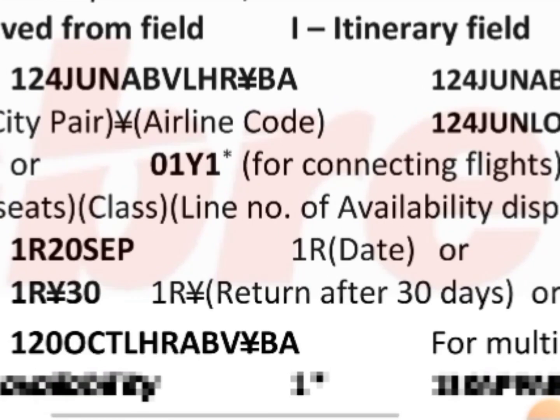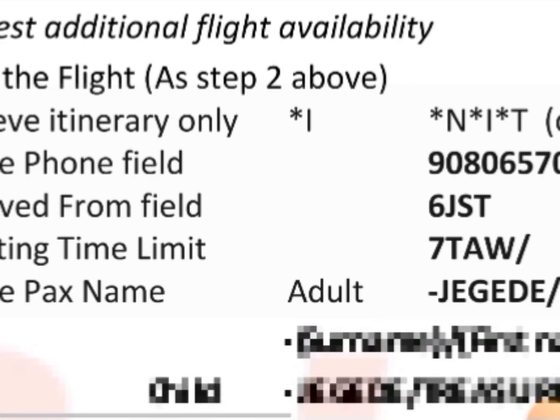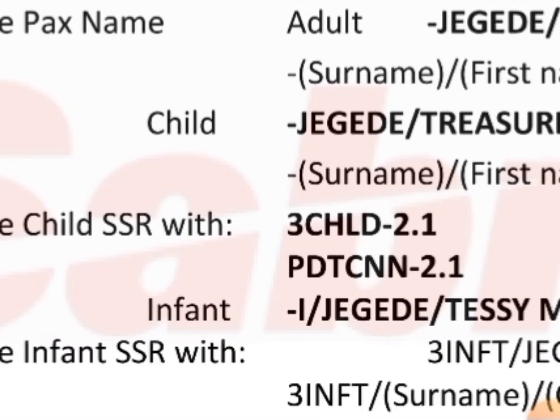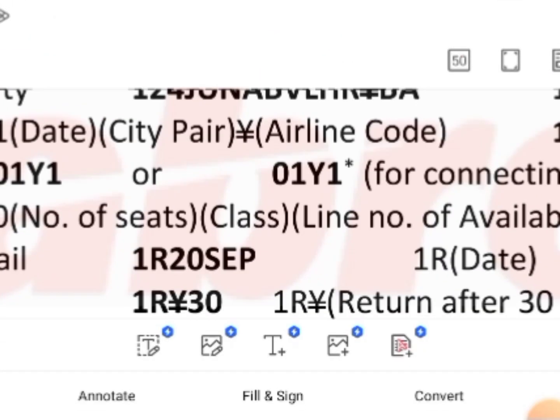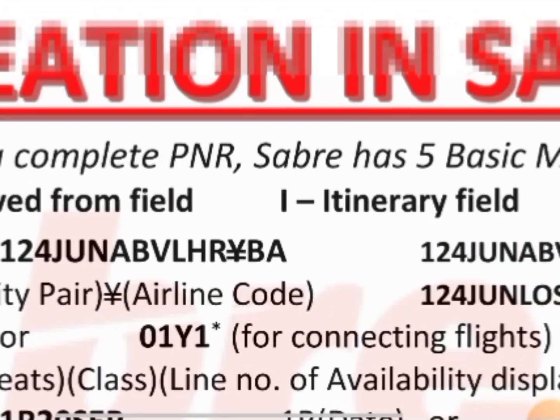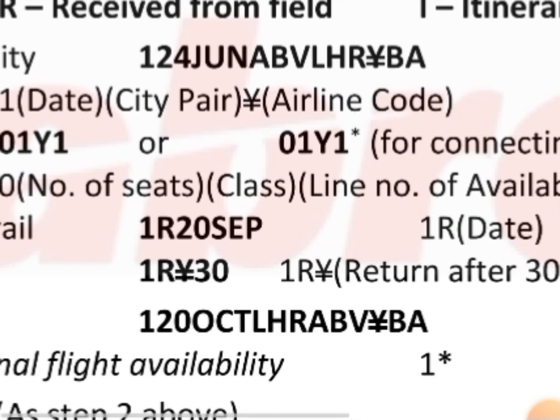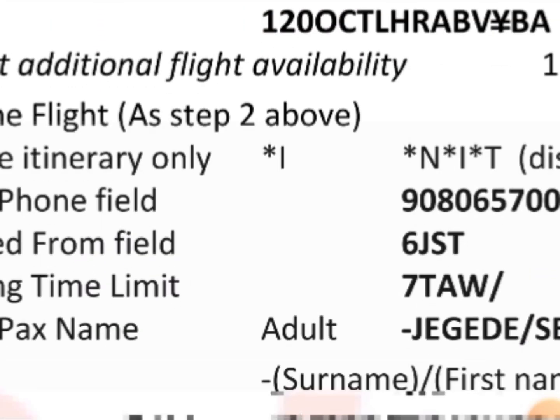So the next thing is the name field. The name field is those ones I just entered. That's Jegede Shegun for the adult, Jegede Treasure for the child, and then Jegede Tesi for the infant. So we have our name field already. The next thing is the ticket time limit. As I've shown you here, the ticket time limit is 7 Tango Alpha Whiskey /, that's the ticket time limit. So we have all the 5 mandatory fields available.